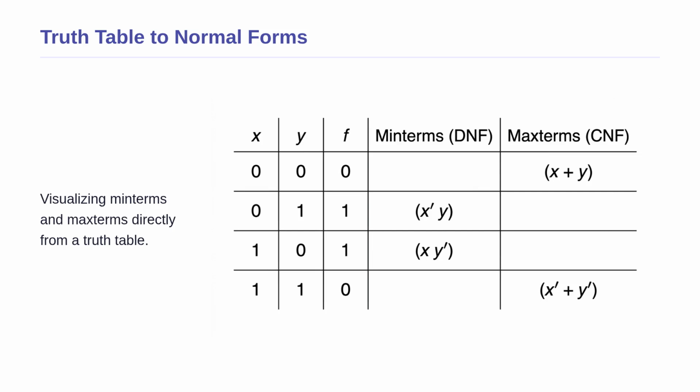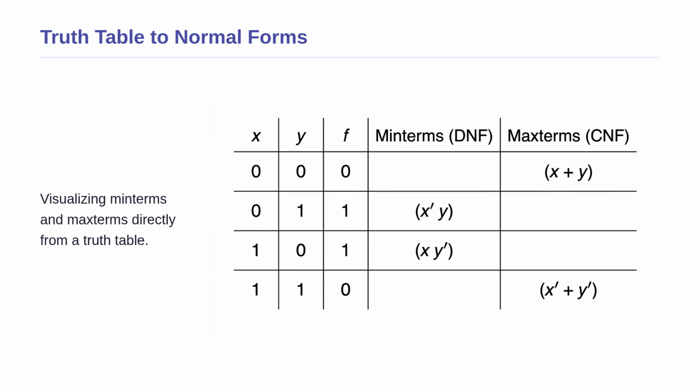Let us look at this truth table to see exactly how min terms and max terms are formed. On the left, we have our inputs x and y and our output f. Notice the second and third rows where the output is 1. These generate our min terms for the DNF. For example, in the second row, x is 0 and y is 1. So the min term is x prime and y.